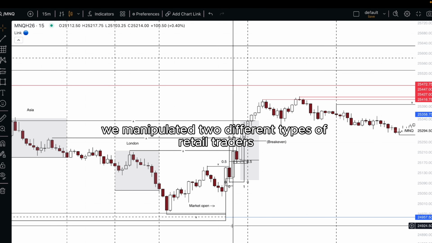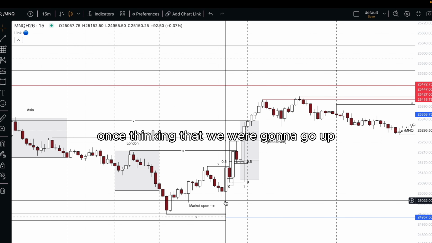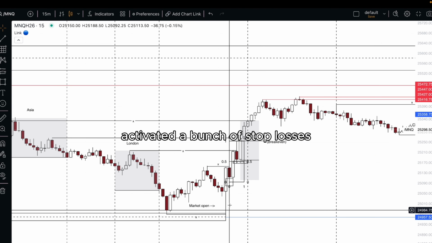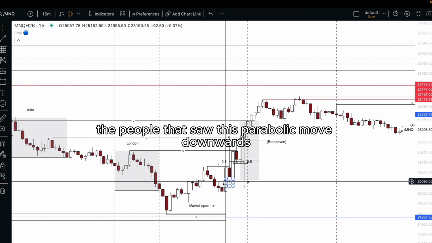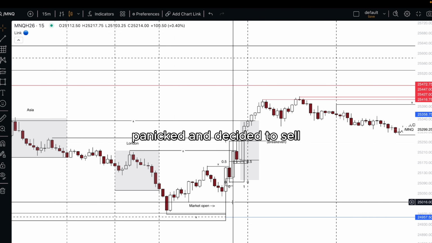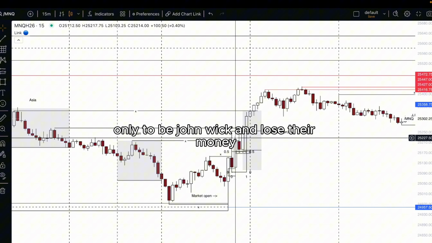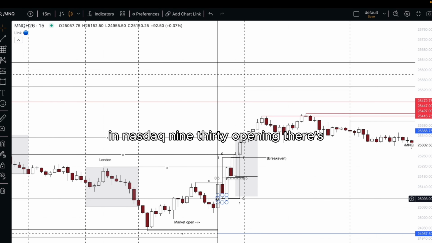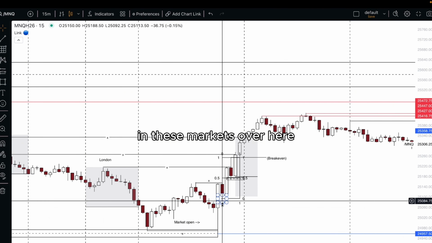We manipulated 2 different types of retail traders. One thinking that we were going to go up, so we probably grabbed their money and activated a bunch of stop losses. Not only that, the people that saw this parabolic move downwards panicked and decided to sell, only to be wicked and lose their money. Because if you don't know, NASDAQ at the 9:30 opening, since NASDAQ is one of the most traded, most liquid assets in the world, there's obviously money to be made in these markets.